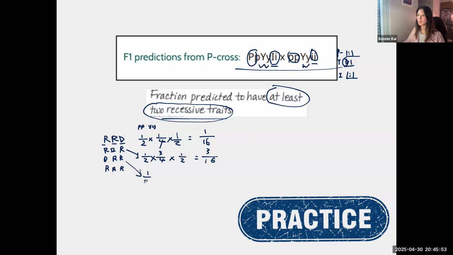Okay, our third scenario, we have dominant first. Again, we don't care. It's 1/2. But we're looking for the recessive again from the y. It's 1/4. Looking for the recessive again, but it's 1-to-1 ratio. It has to be 1/2. We have again 1/16. Now we do it a 4th time. Recessive, recessive, recessive. 1/2 times 1/4 times 1/2 again, giving you the answer 1/16.